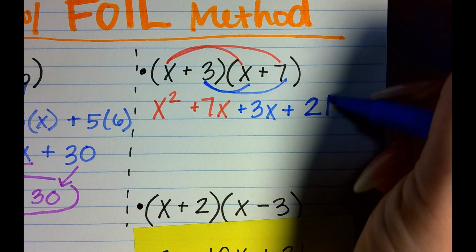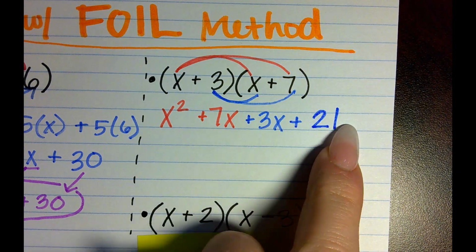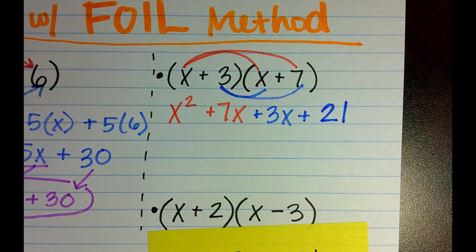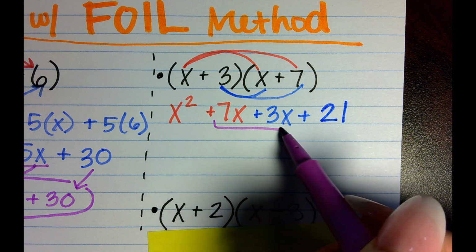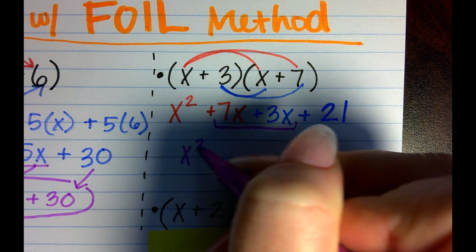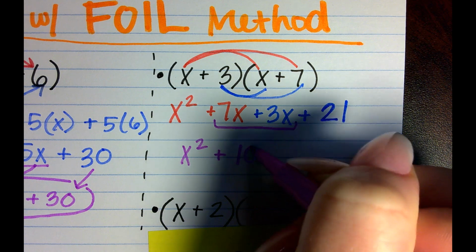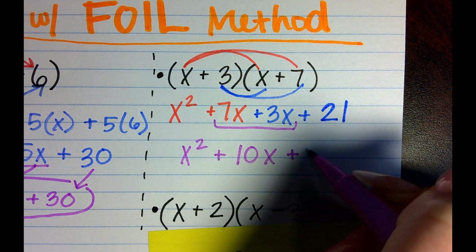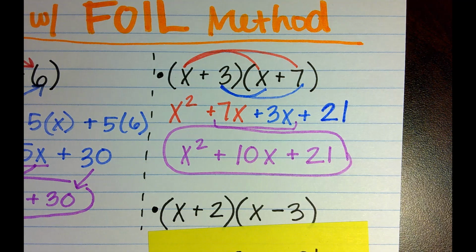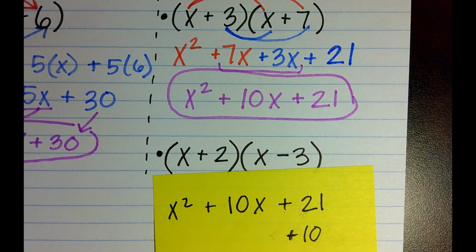21. Good. So 21 is the correct ending term. X squared is the correct beginning term. What is there left to do? Combine. I'm going to combine my two terms in the middle here. 7x plus 3x is 10x. So this is our answer: X squared plus 10x plus 21.